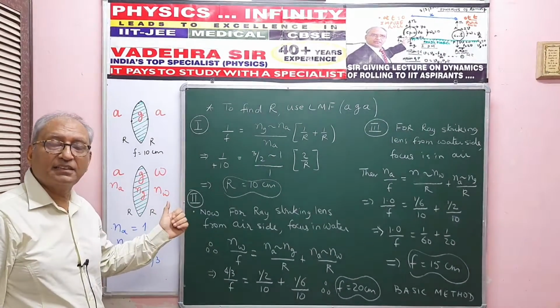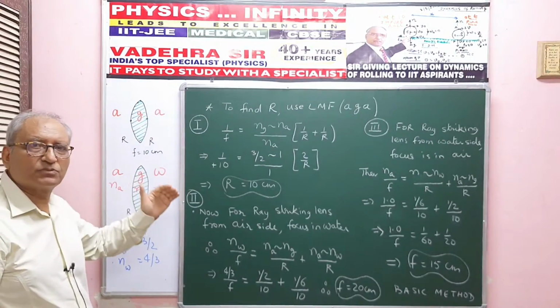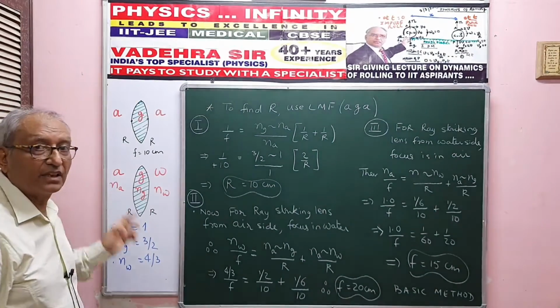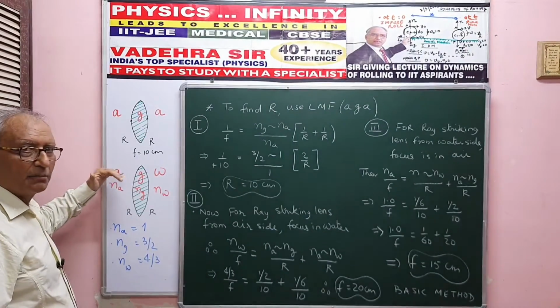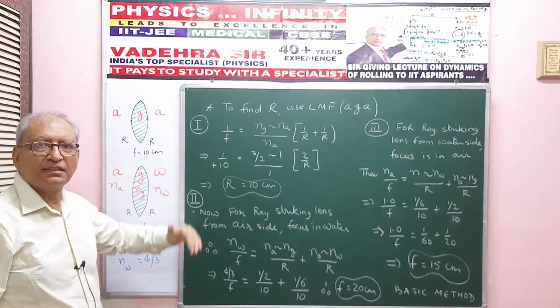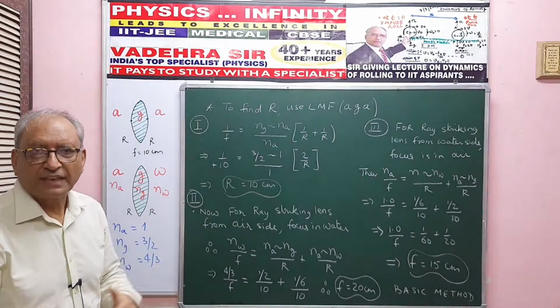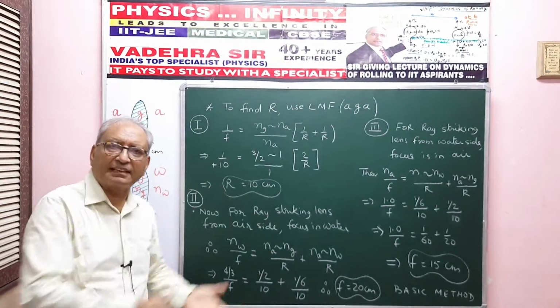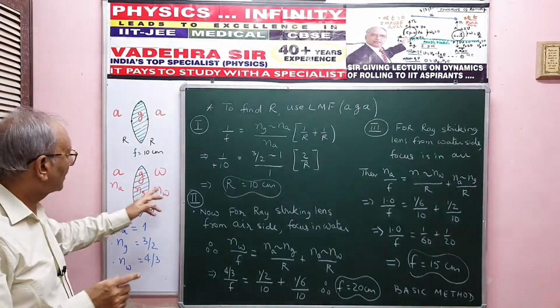Now let me take the second case where the ray is hitting the lens from the air side. Now the focus will be in water, because the ray will come from here, pass through the lens and get focused somewhere on the principal axis at the principal focus, and that focus would lie in water.